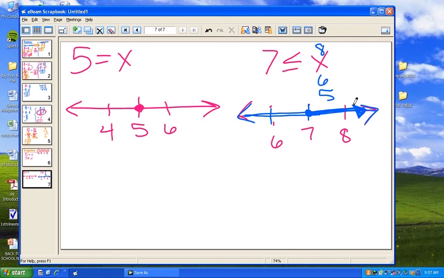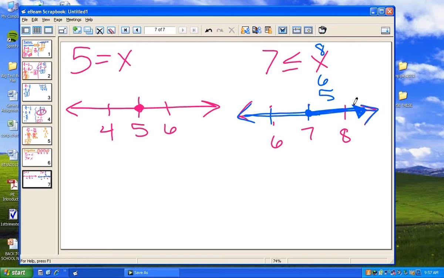Okay, that's pretty easy, except that we goofed it up, right? Twice. Yes? All right. So you have to check it. That's why checking the point is so important. Now, this one was an equal to, so it got a filled in circle.